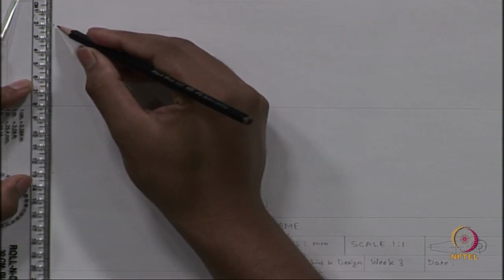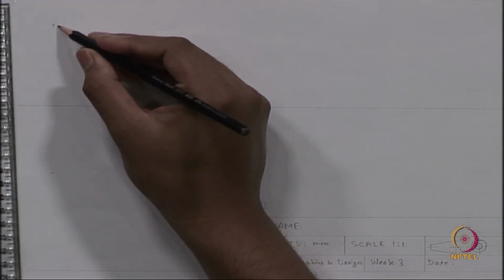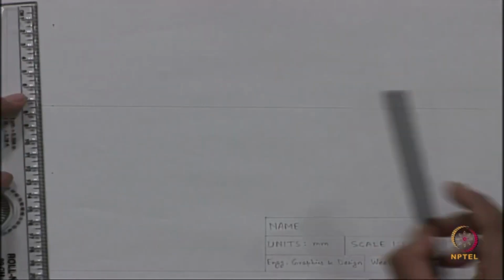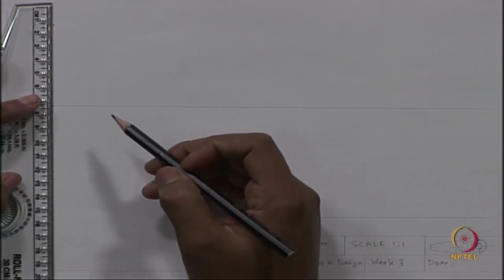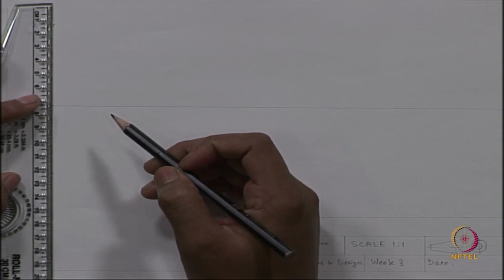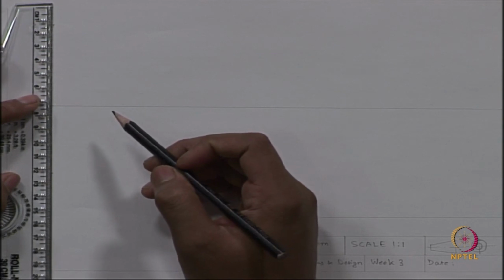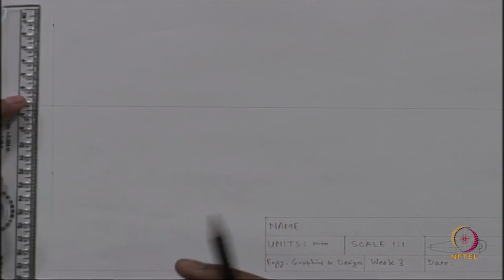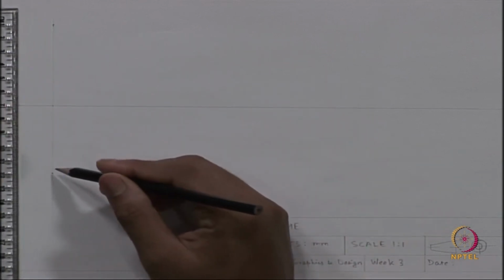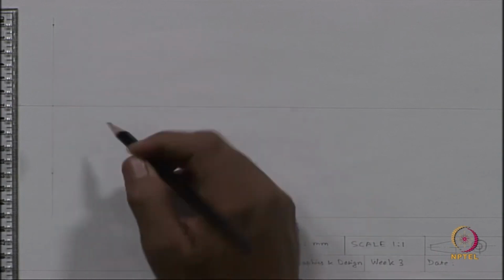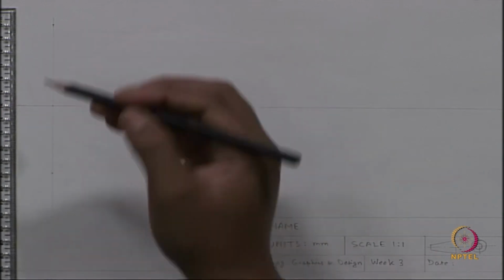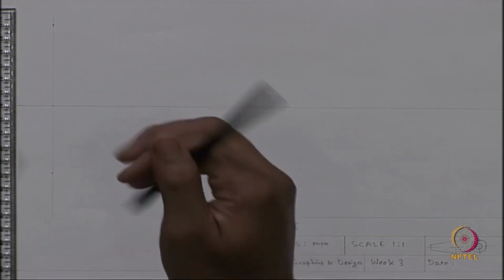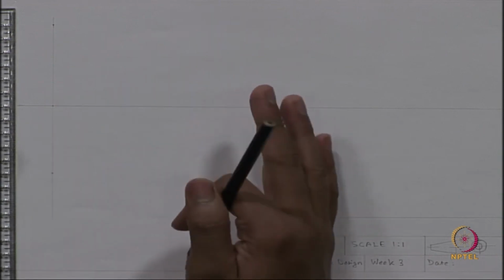So, this is the front view of the point C, this is the top view of the point C, and definitely both of these will be on the same line. So, just for representation I am drawing a construction line here. Those should be on the same line. Front view should be on the top and top view should be below the front view in case of first angle projection.